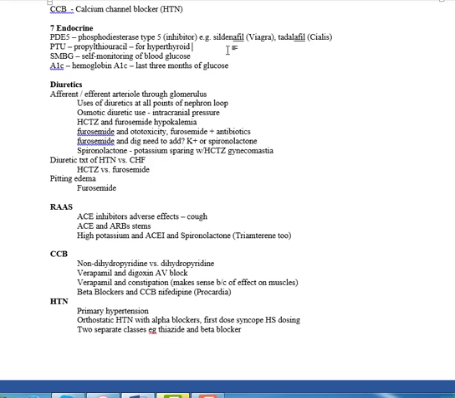The RAS system, it's important to picture what happens when you go from angiotensinogen, the zymogen, to angiotensin 1, then to angiotensin 2, and then what happens to aldosterone. So the ACE inhibitors affect angiotensin-converting enzyme as you get from angiotensin 1 to angiotensin 2, and that allows you to stop that vasoconstriction, decreasing blood pressure.